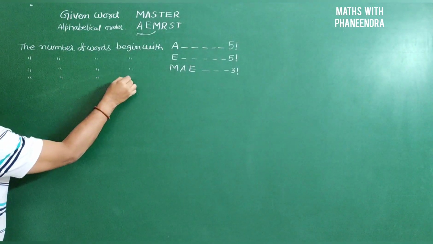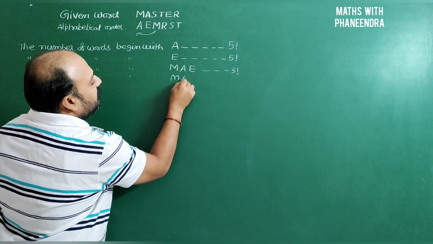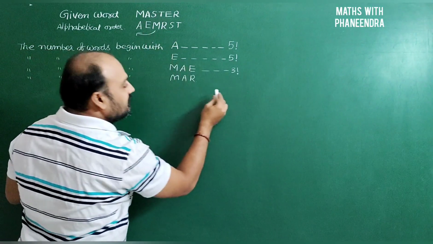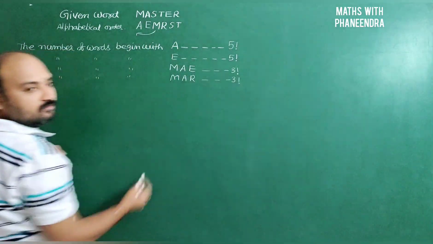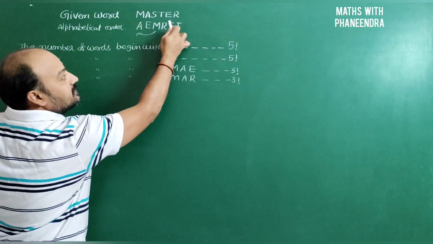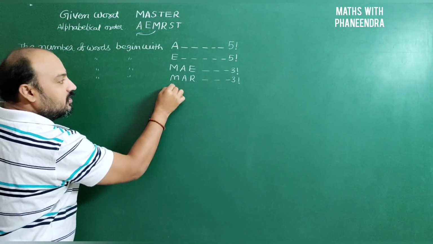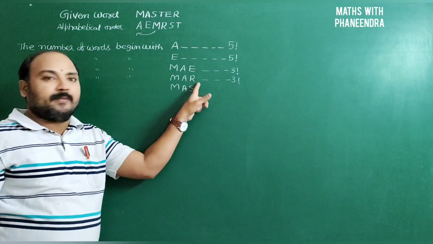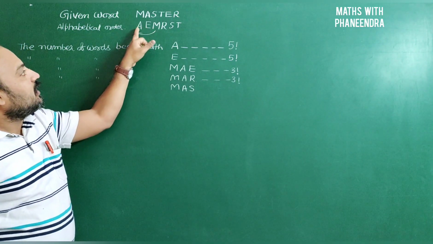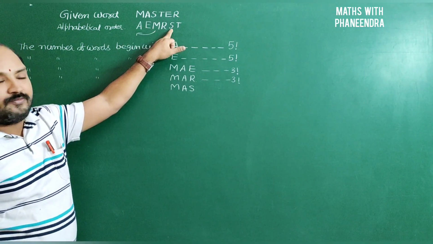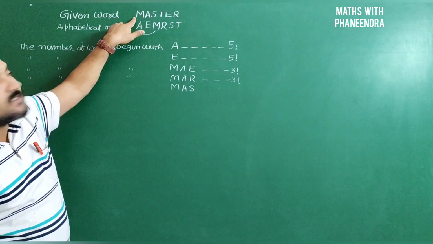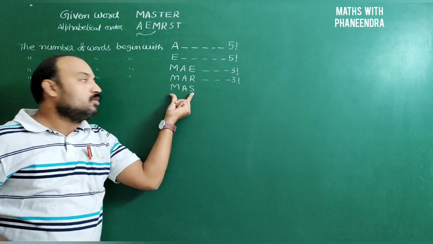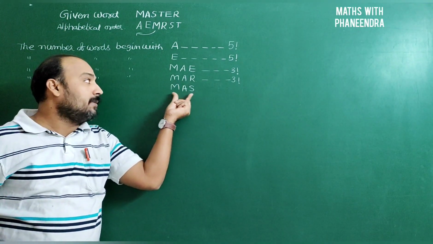Next, the number of words which begin with MAR. So 3 factorial. Next, MAS. MAS is already there in the given word, so you can fix it. After MAR, next MAS. The number of words which begin with MAS: the MAS term is already there in the given word, so you can fix it.